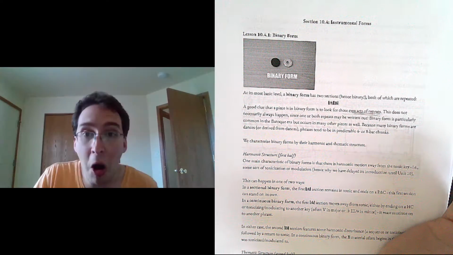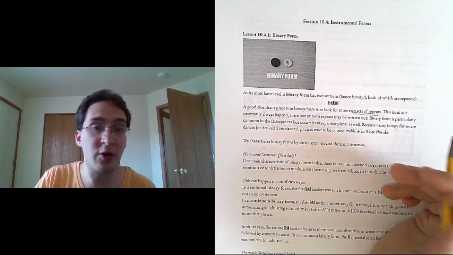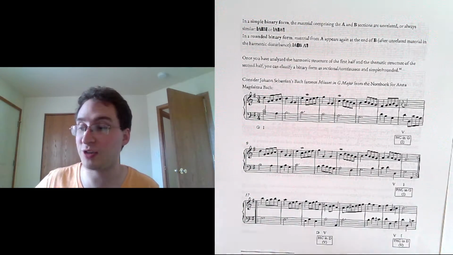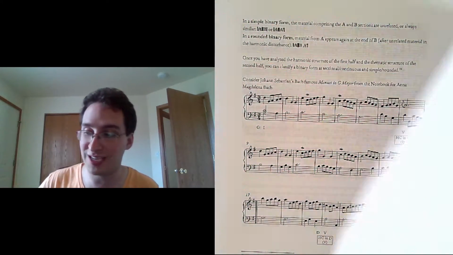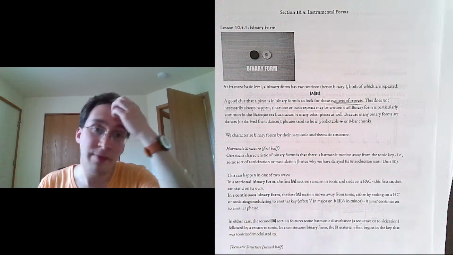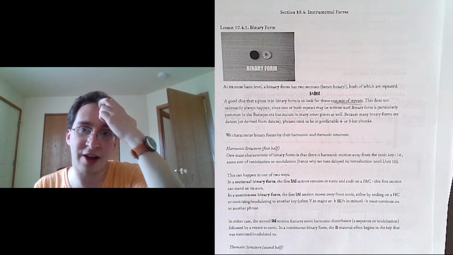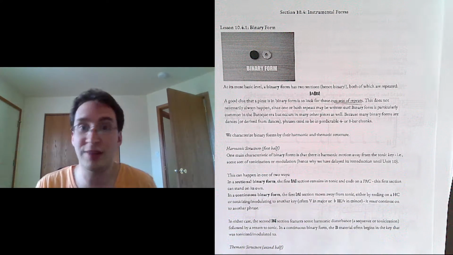It doesn't necessarily always happen. One or both of the repeats may be written out. If you wanted to write it out with all that ornamentation, you'd have these 16 bars, then you'd write it again with ornamentation. So that's a possibility. A lot of the times, especially in the Baroque era, the ornamentation is just improvised the second time.